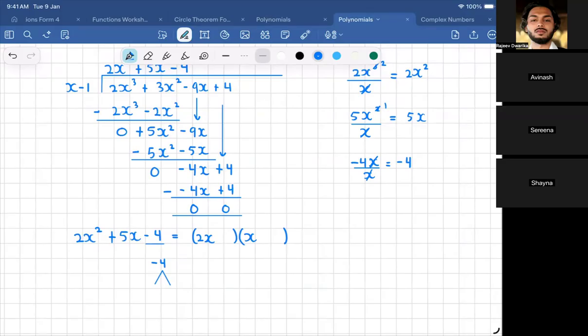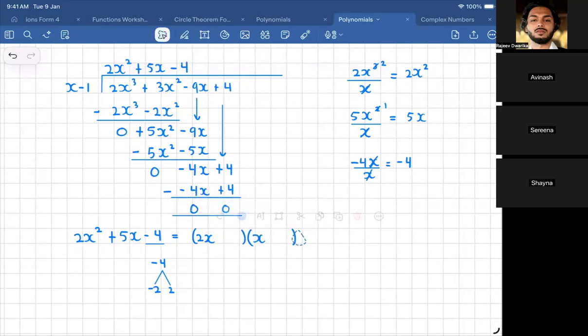What is minus 4? 2x, not 2x, sorry. 2 minus 2 by 2. Minus 2 by 2. So this is a more advanced technique, right? So stay with me for now. So minus 2 and 2. Let's put it in here and see if it works.